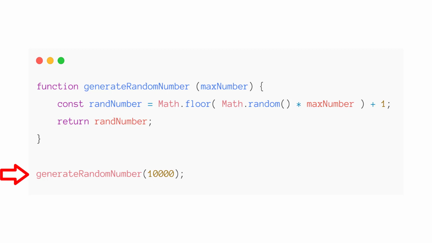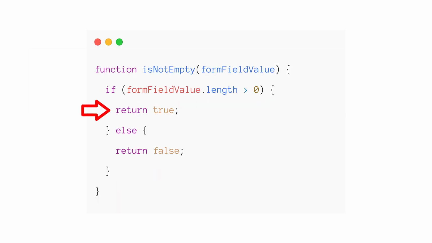When you call a function, the JavaScript engine jumps into the function and executes each of the steps defined inside its curly braces until it gets to the end or gets to the return statement. A function can have more than one return statement.